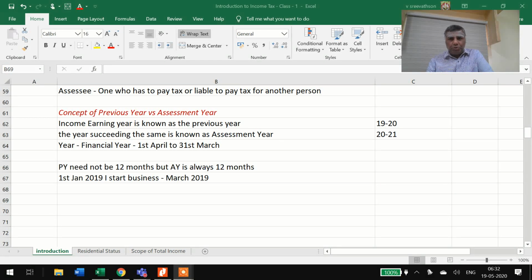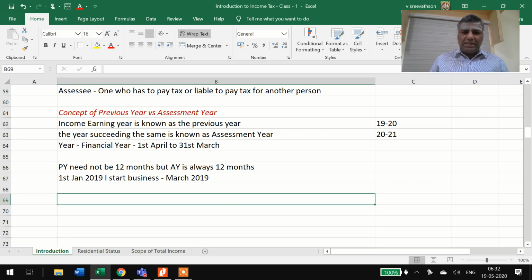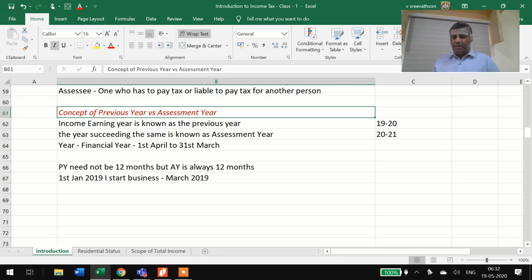So we continue into our understanding of the preliminary things in our tax laws before going to the first chapter. Before going to the first chapter, friends, on an overall scale, we are starting to understand the fundamental aspects, in that the crucial concept of previous year versus assessment year.